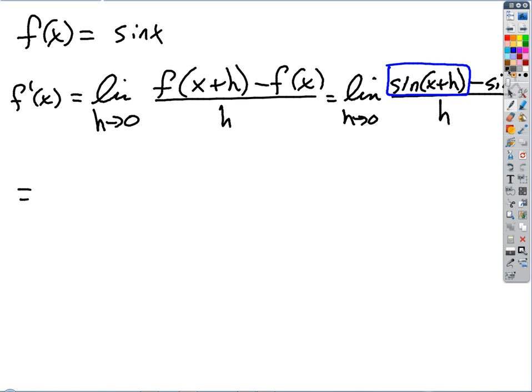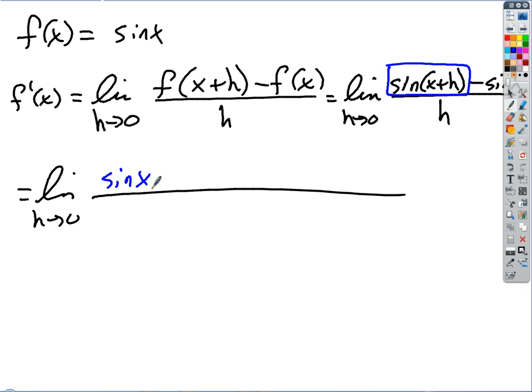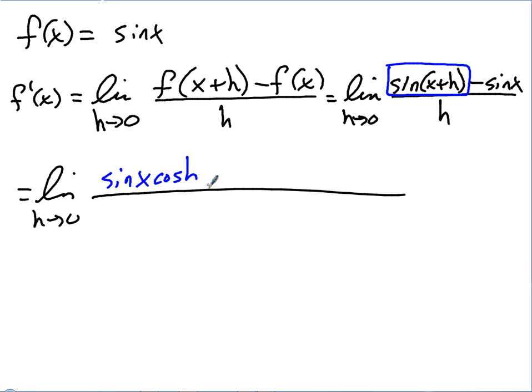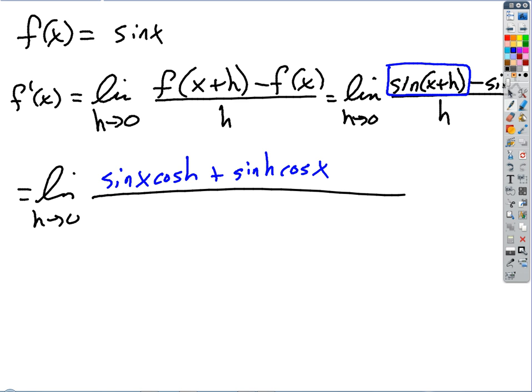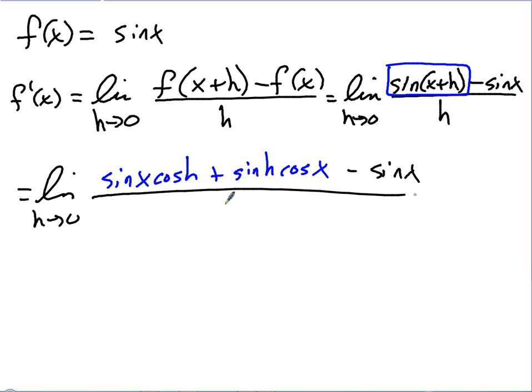So that part's going to become sine x cosine h plus sine h cosine x, right? Remember that? Okay. Over h, then minus sine x over h as h approaches 0. Okay. Now what?